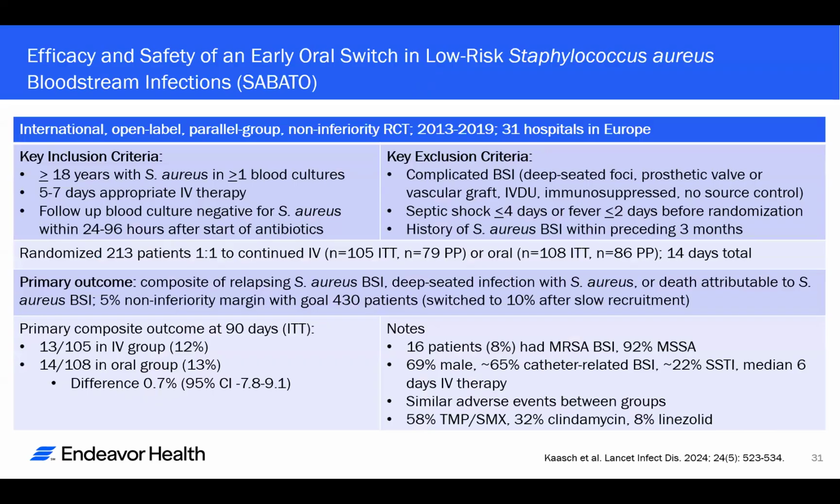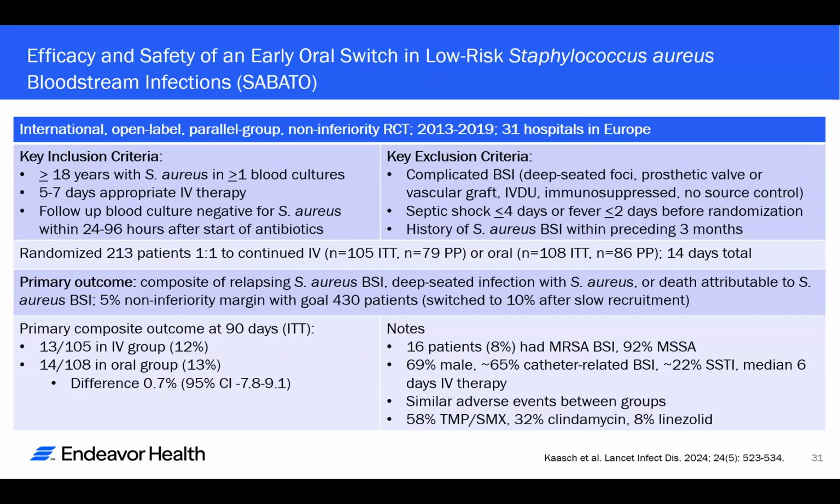So with Staph aureus, like I said, we're not looking to minimize our 14 days of therapy, but can we do some IV to PO switch? So we do have the Sabato trial that was published in 2024. This is a little challenging because there's a lot of exclusion criteria. So this was a non-inferiority randomized controlled trial.